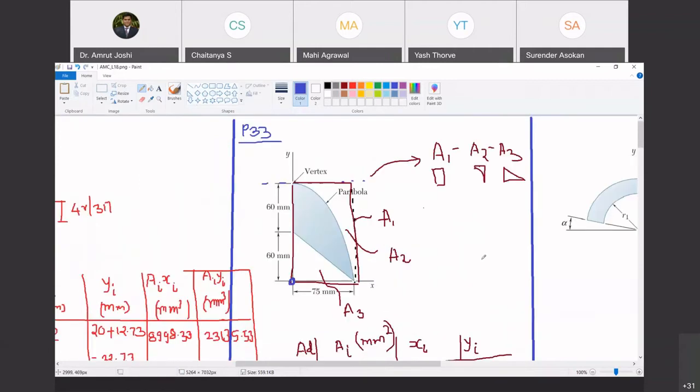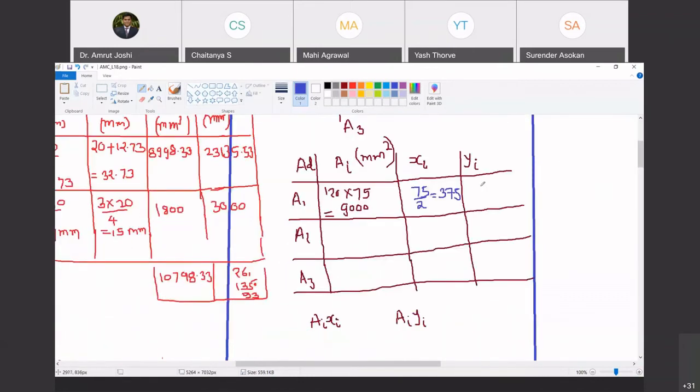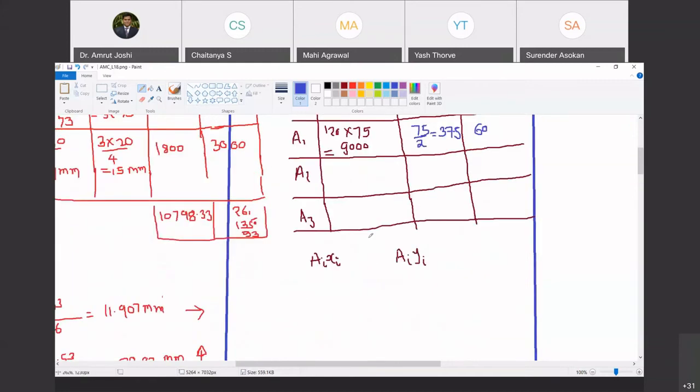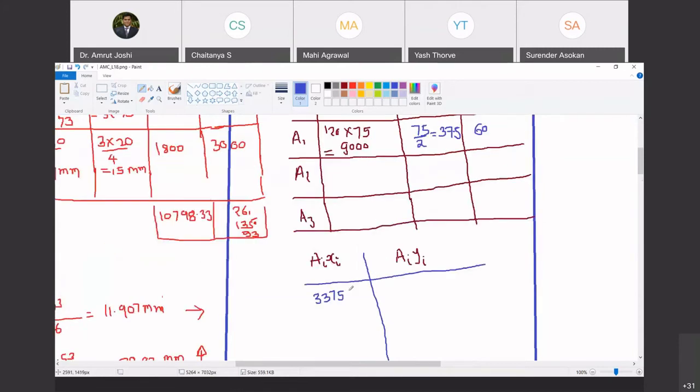Now what is the value of yi? Yi is 60 for A1. Do you agree with me? Yes, sir. This is in mm. This is also in mm. So can you tell me what is Ai xi for A1? 3375, that is 337500. This is in mm cube.